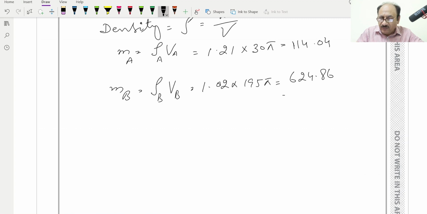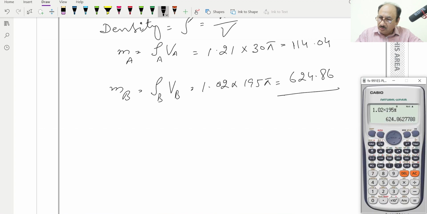624.86, and if we add these two numbers, this will be the total mass of both. So this one I'm adding plus 114.04, and this is equal to 738.90.